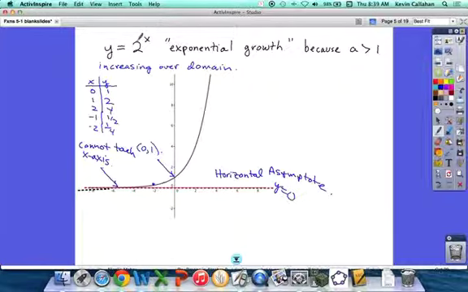You can plug in anything you want into an exponential, right? So the domain of an exponential is all reals. Also, if you wanted to write it like negative infinity to positive infinity, that's another way to say all reals. It means you can plug in anything you want for x.